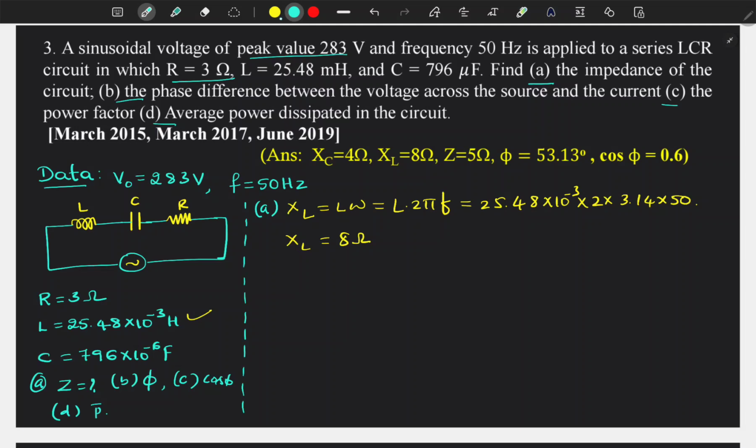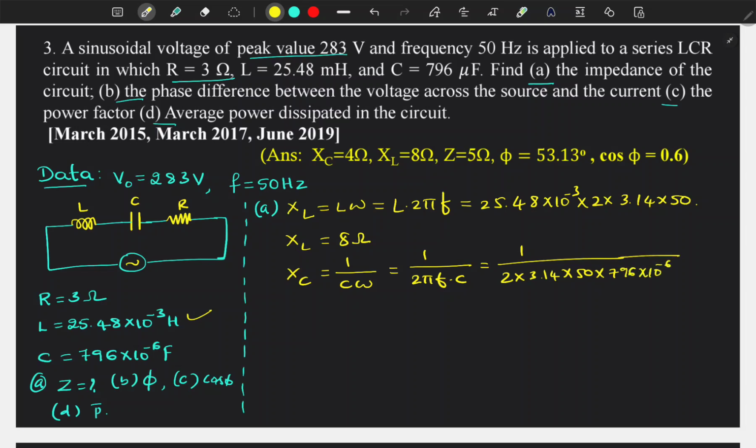So then we will find XC also, which is 1 divided by C omega, that is 1 divided by 2 pi F into C, that is 1 divided by 2 into 3.14 into 50 into 796 microfarad. So XC is equal to, you will get somewhere around 4 ohms.